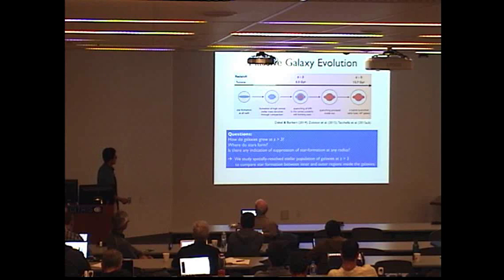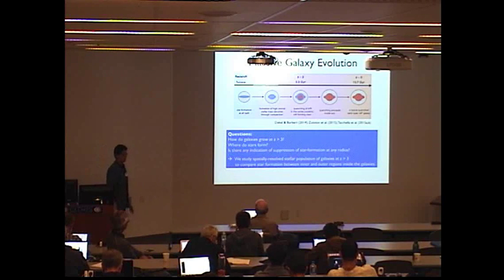So the question in this study is that we're going to see how these massive galaxies grow at this redshift range and where stars form inside the galaxies. And we're going to look for any indication of suppression of star formation at any radius.